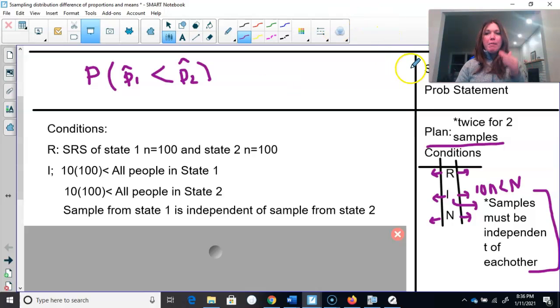We're trying to get you in the habit of the state, plan, do, conclude, because on the next unit, you have to have the state, okay? And the state will look just a tiny bit different than what we have here, just a tiny bit.